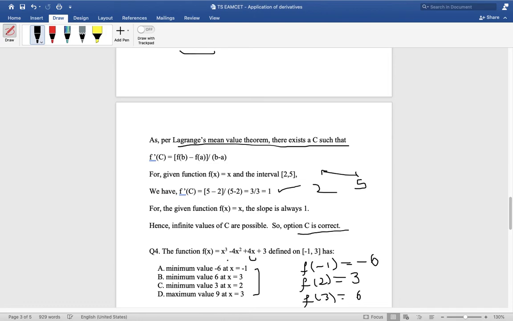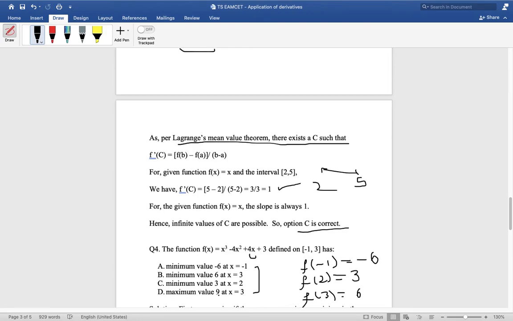Now let us look at the values of the options. Maximum value 9 at x equal to 3. We know that f of 3 is 6, so this option is not correct. Minimum value 3 at x equal to 2. At x equal to 2, the value is 3, correct, but the minimum value is happening at f of minus 1, which is minus 6, so this is also not correct.